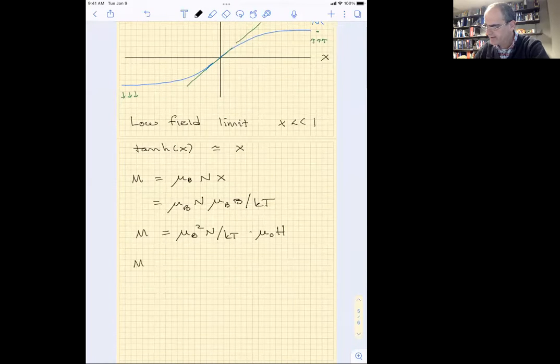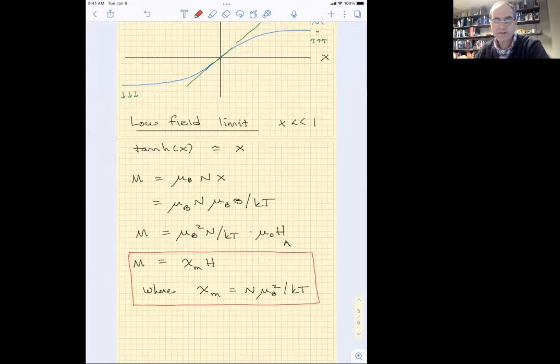Okay? Now we can recognize here what we found. In the low field limit, the magnetization is proportional to H. And the constant of proportionality should be the magnetic susceptibility. So we can write magnetization is equal to chi_m times H, where the linear susceptibility of a paramagnet should be equal to N mu B squared over kT. Let's just put a box around that. That's called the Curie susceptibility. Okay? Very good.